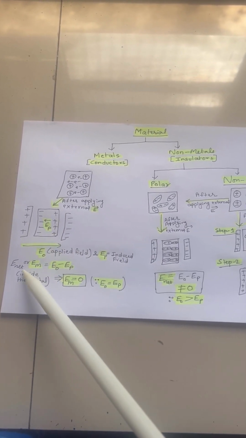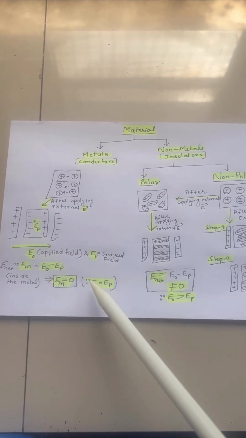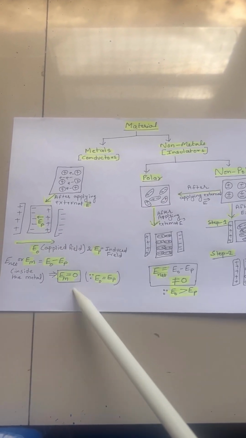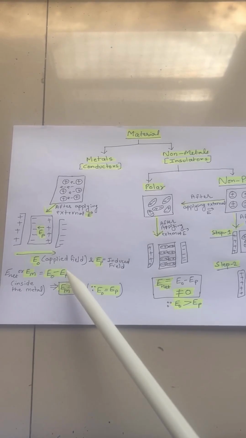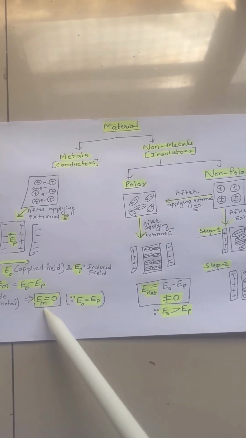the kernels. When the external field E0 is applied, an induced field EP will be generated of magnitude exactly the same as the applied field. So the net field inside the material will be zero.